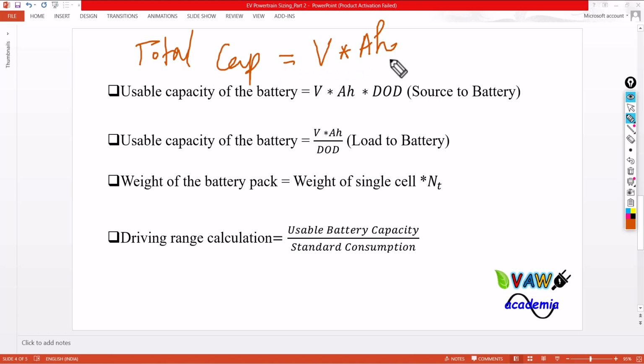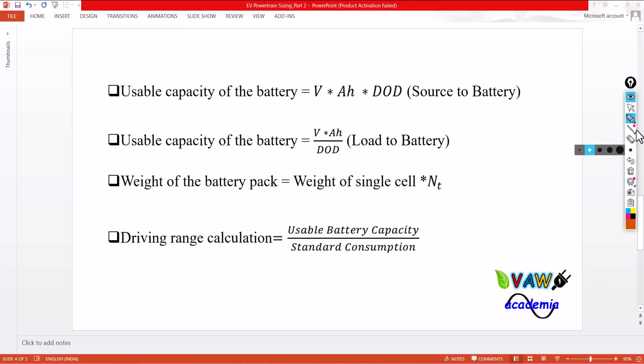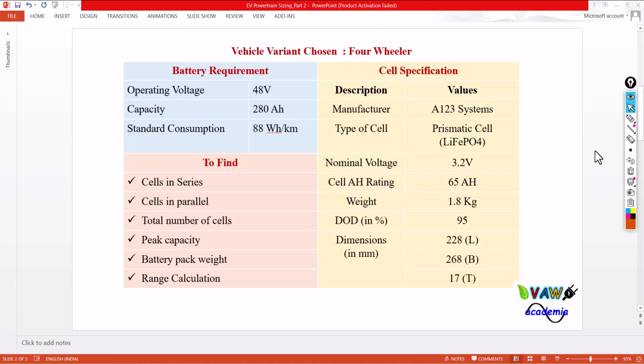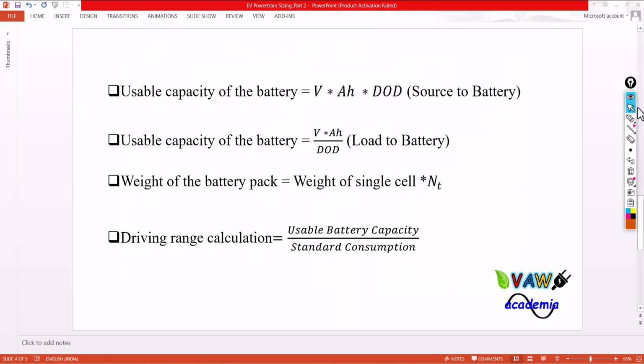But we know that you can either charge the battery or discharge the battery only up to the depth of discharge. In this case, the depth of discharge value is given as 95%. So what is the usable capacity of the battery? Usable capacity of the battery is given by voltage into capacity into the depth of discharge. This is the formula if you want to calculate the capacity of the battery from source to battery.